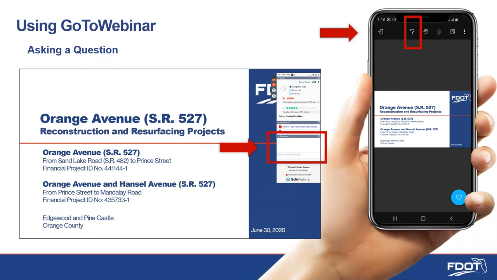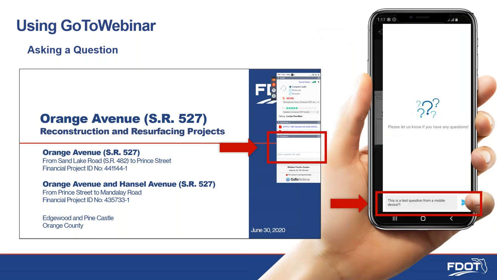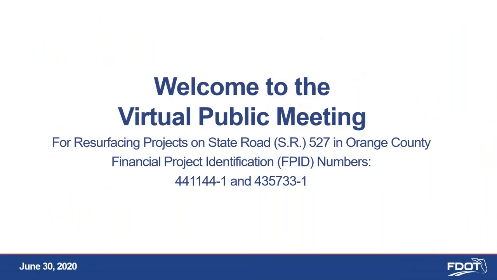And then finally, to ask a question at any time throughout the presentation, I see some of you are already asking questions. That's great. Please type the question into the field marked questions at the bottom of the desktop menu. From your mobile device, simply click the question mark and enter your question at the bottom of the page that opens. For those calling in, contact information to reach the appropriate FDOT project manager will be provided later in the presentation.